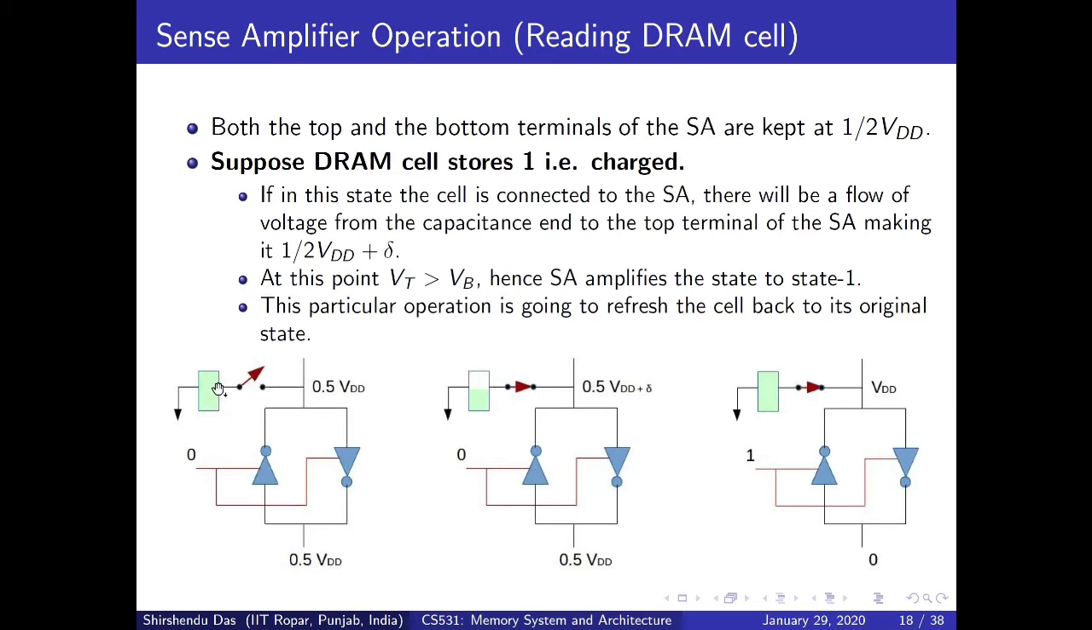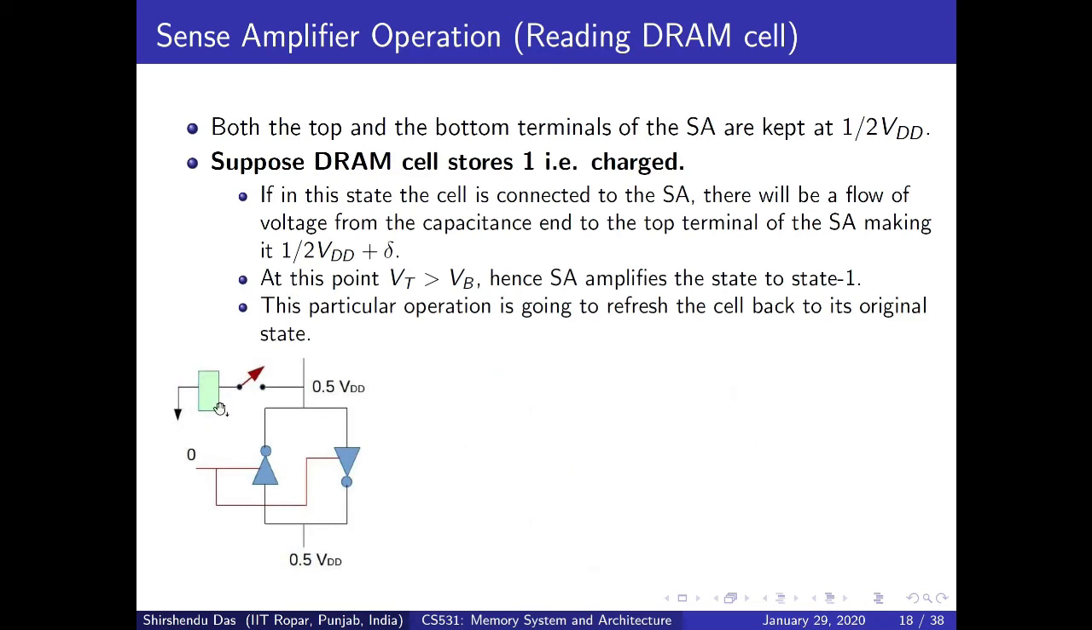No charge means binary 0. Just assume that there is no charge here. So if there is no charge here, and again it should be in this condition, half VDD, half VDD, top and bottom, and if you connect this switch, then what will happen?